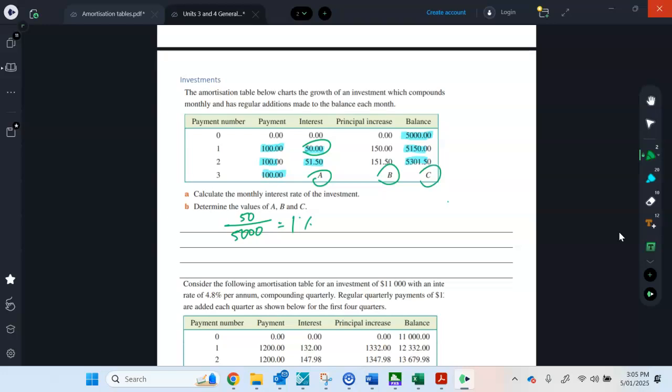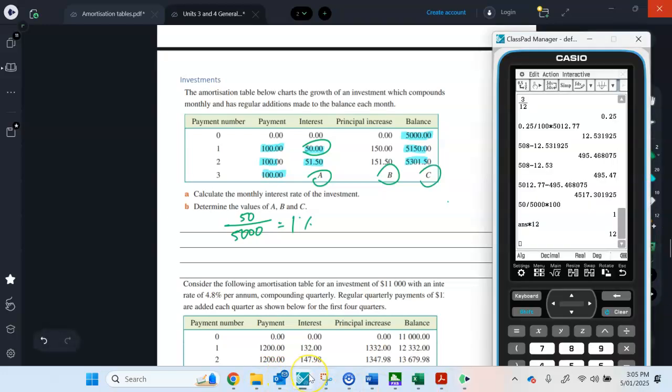Let's calculate A first of all. So get back to the calculator. Remember, our monthly interest rate is just 1. So we can do 1 over 100 to change it from a percentage into a decimal, and then we multiply that by our previous balance, 531.50. So our interest we've earned for payment number 3 is $53.02. Make sure you round that correctly.